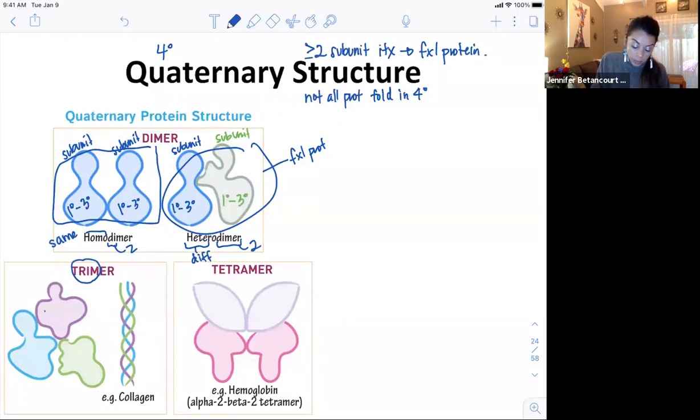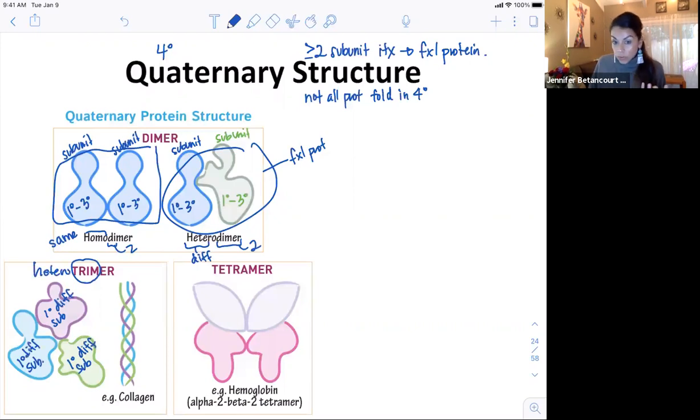So this is a completely different amino acid sequence than this versus that. They're completely different amino acid sequences. And collagen actually is an example of a trimer. So collagen requires 3 separate amino acid sequences. Each of them needs to be folded properly. Once they're all folded properly, then they come together to actually form collagen. But before that, we just call them subunits of collagen. So the primary structures are different. This is technically a heterotrimer.